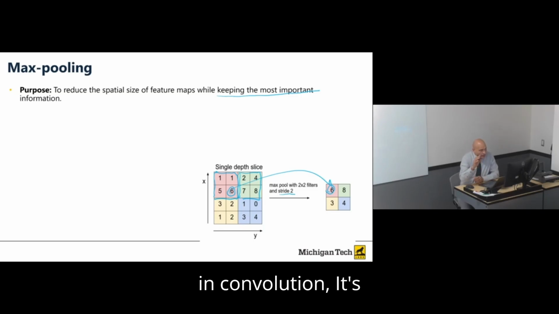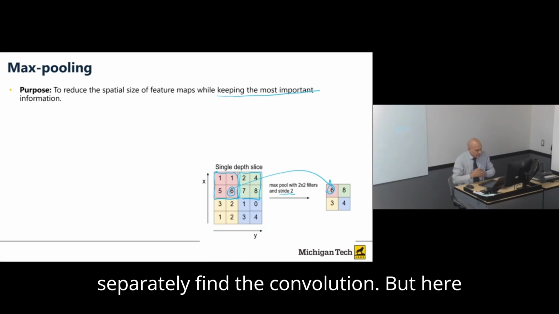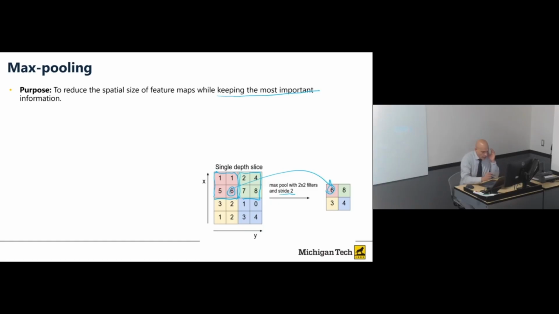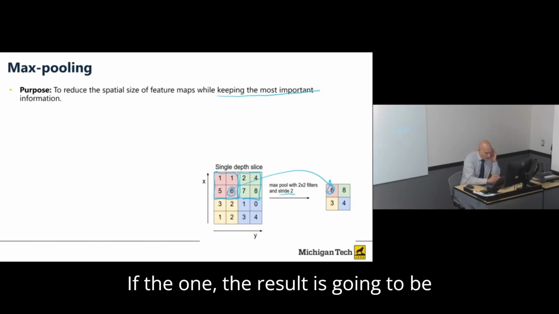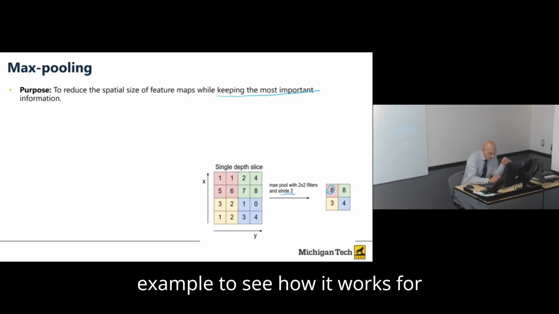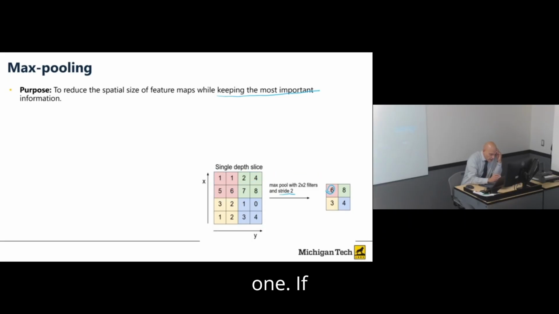A stride shows how we move forward, how big a step we take. Normally in convolution, the stride was 1 because we wanted to find the convolution for each pixel separately. But here it can be 2. It can be 1 too. If it is 1, the result is going to be different. Let's do it for 1 in this example to see how it works.